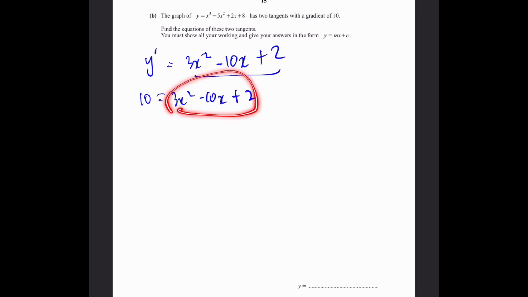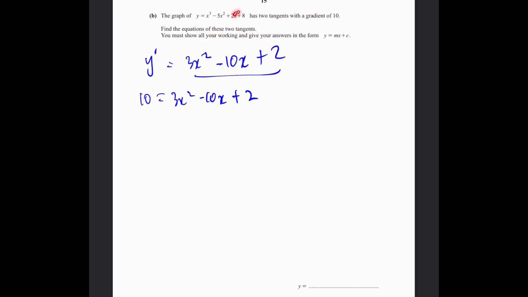By the way, how do we get this? Because we take the power, multiply it by the x, and then subtract 1 from the power. So x cubed becomes 3x squared. Minus 5x squared becomes minus 2 times 5 times x to the power of 2 minus 1, so we get minus 10x.